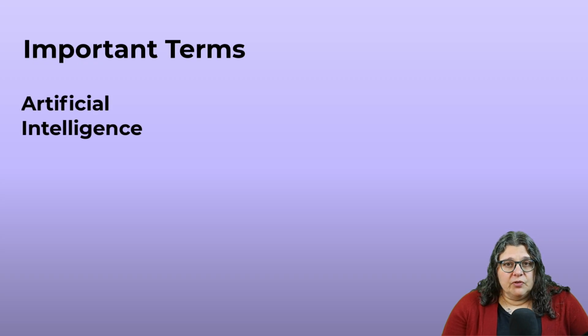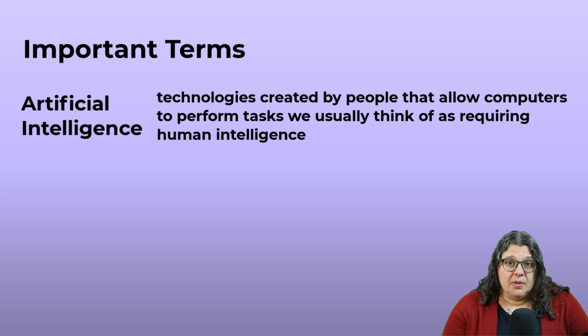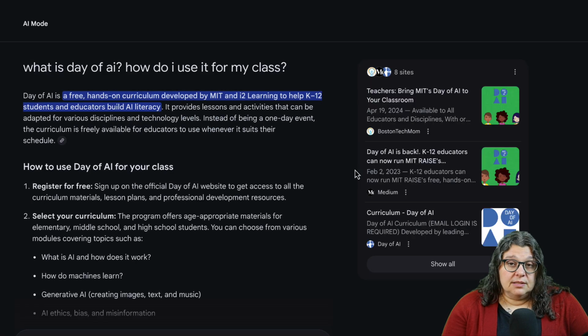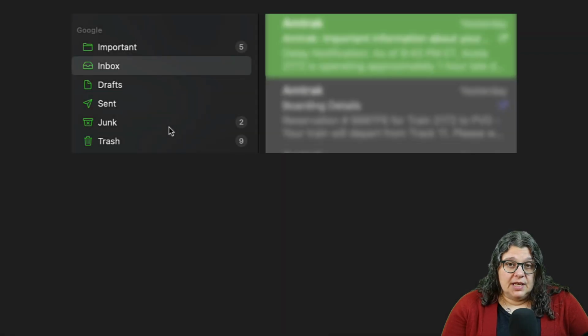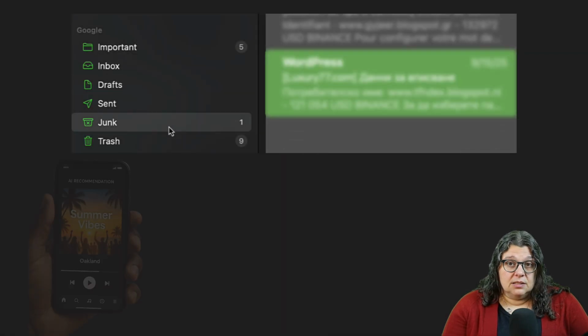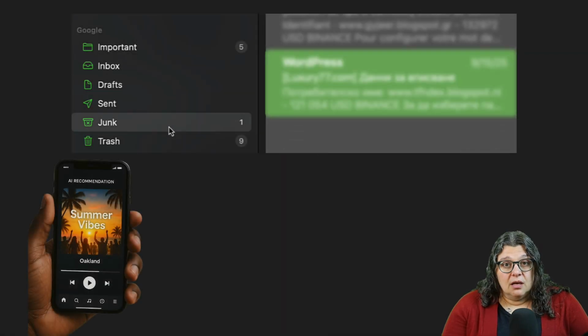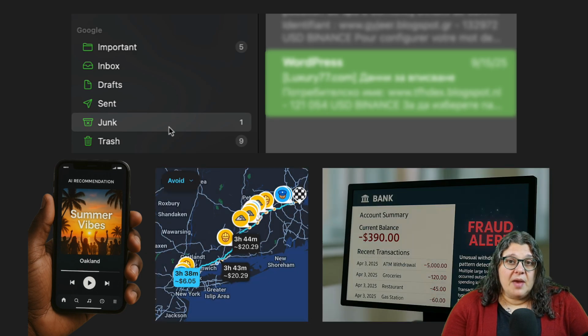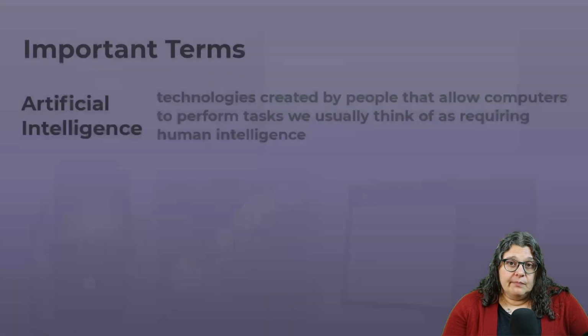Artificial intelligence refers to technologies created by people that allow computers to perform tasks we usually think of as requiring human intelligence. For example, AI can answer questions, follow instructions, and solve problems. It also powers the spam filters that keep junk out of your email inbox, recommends a video or song, guides you around traffic in a navigation app, and even helps your bank detect unusual charges.